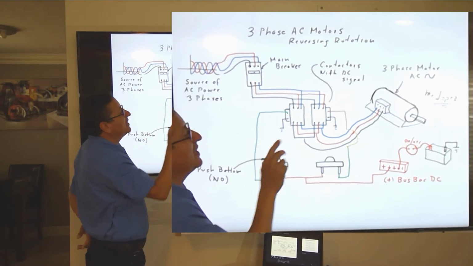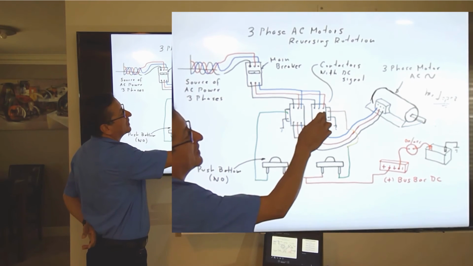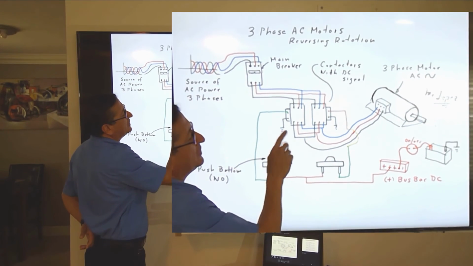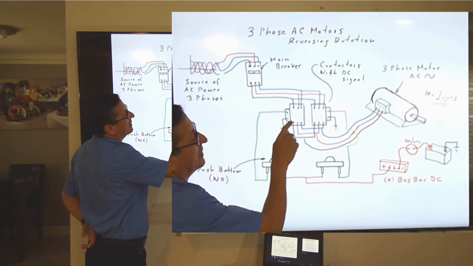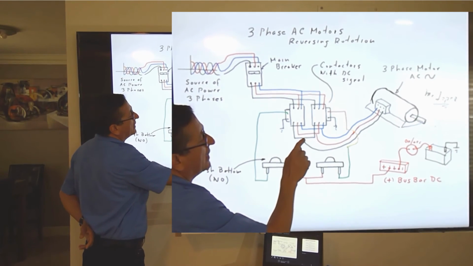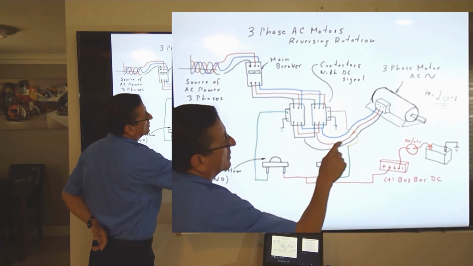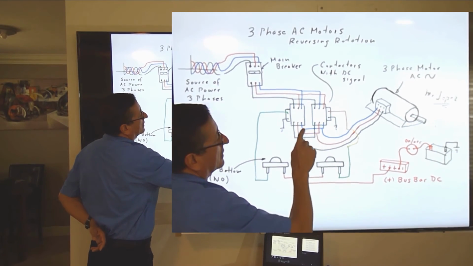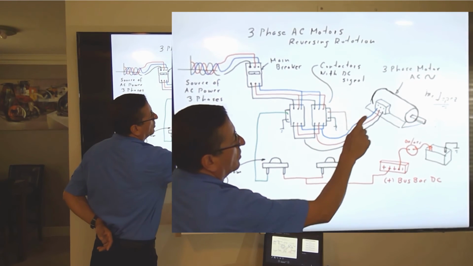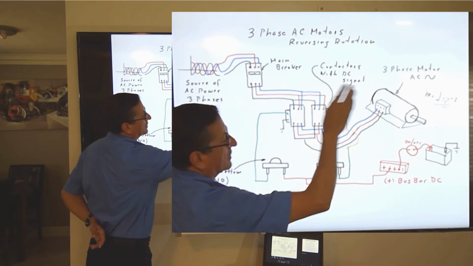That's the switch. I am going to switch phase 2 and phase 3 in the second contactor. And the output is exactly the same: 1 with 1, 2 with 2, and 3 with 3. The phase number 1 is the black one, the phase number 2 should be the red one, and the phase number 3 is the blue one. Those are the phases that enter the motor in order to reverse the rotation.